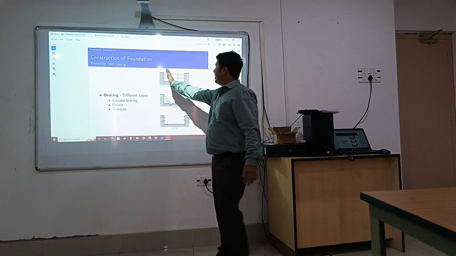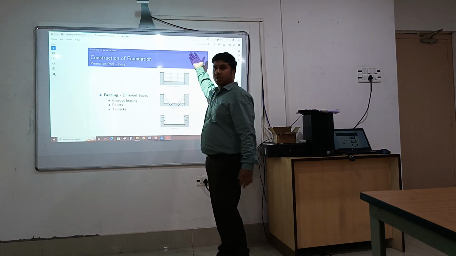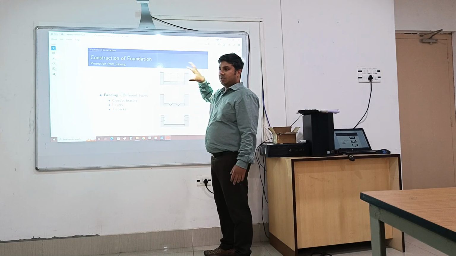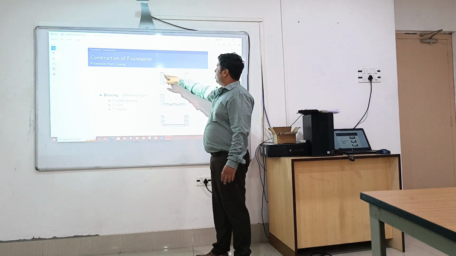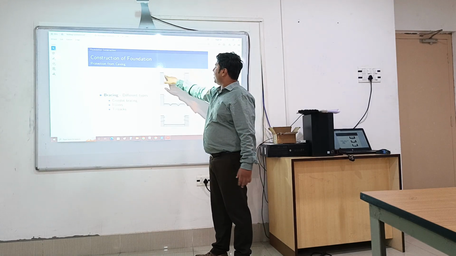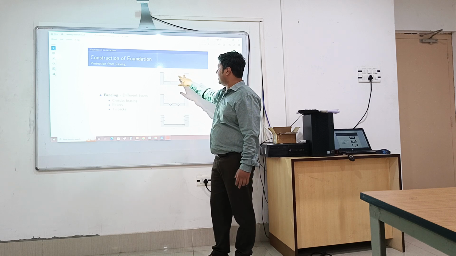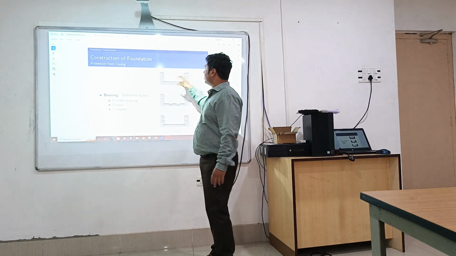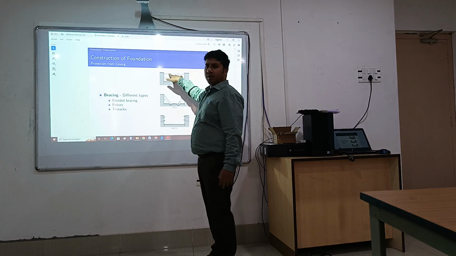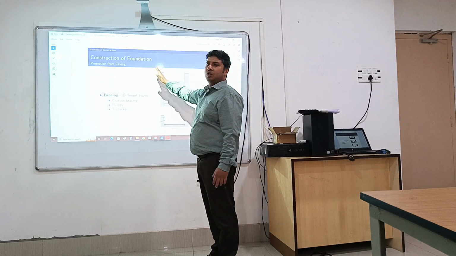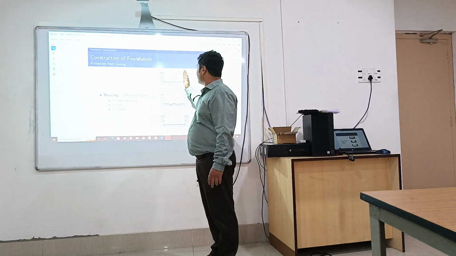Sheets are inserted into the ground. Then this is the cross section side view. So this is the soil, and we can use different blocks. These are your dressings. Due to these dressings, they will resist the caving of the ground.